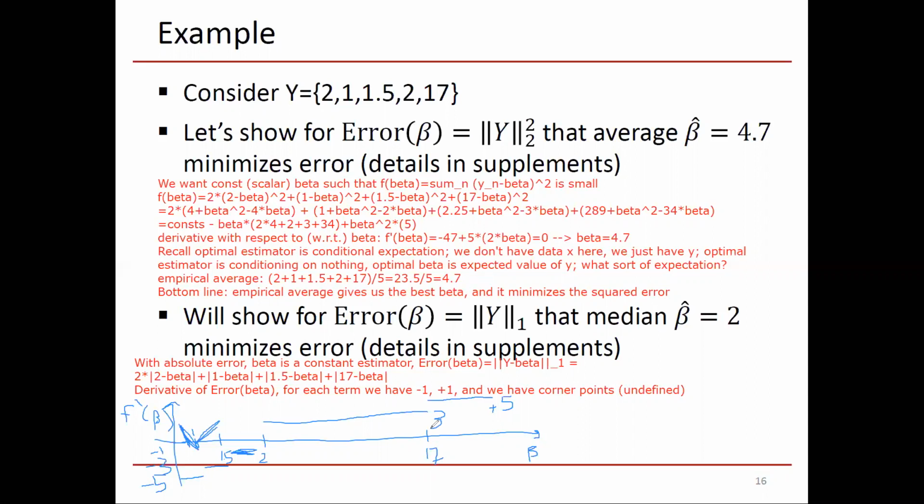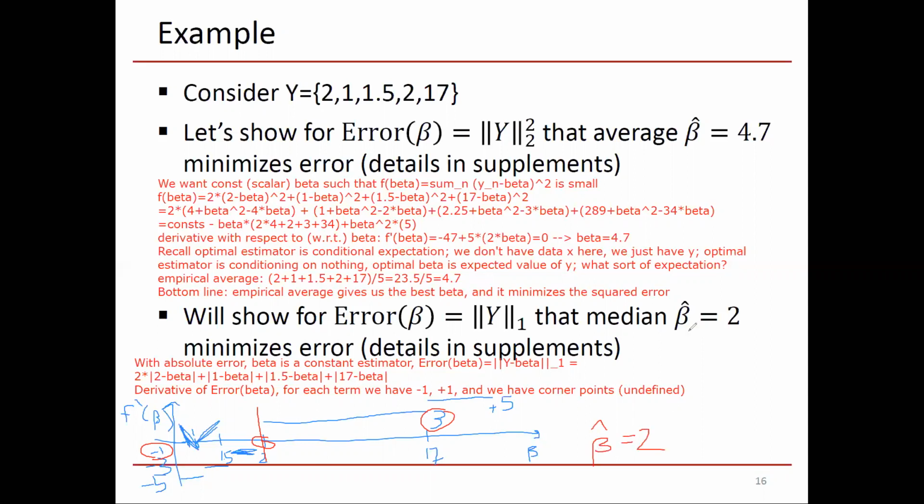All right, so we're left here with the following situation. Recall, we want the beta where the derivative is 0. Now, because of the discontinuities, the derivatives are undefined for these values, 1, 1.5, 2, and 17. The derivative is never 0. However, here the derivative went from negative 1 to plus 3. So 2 is the optimal beta. Beta hat is equal to 2.